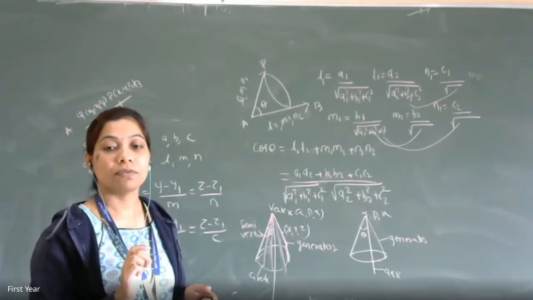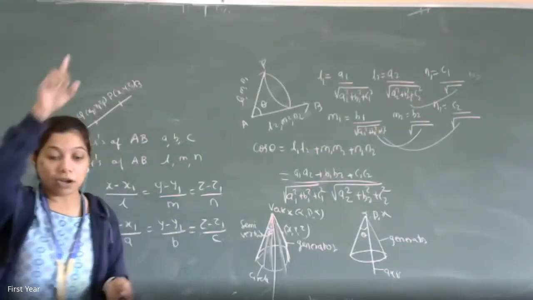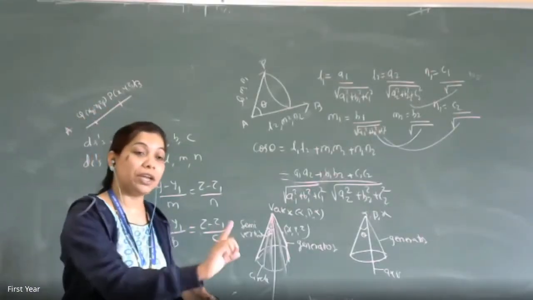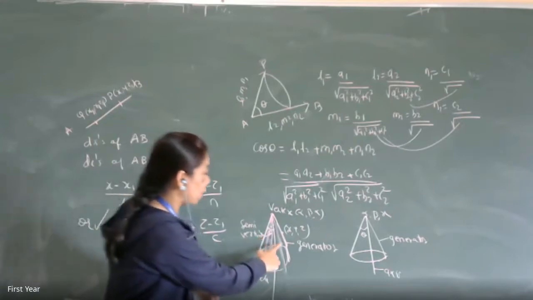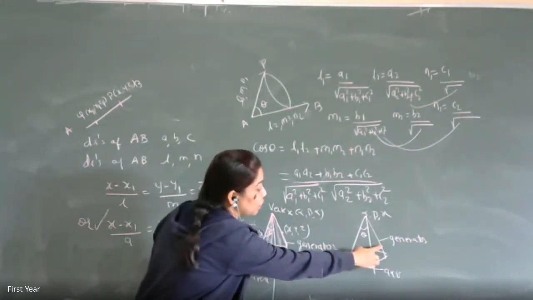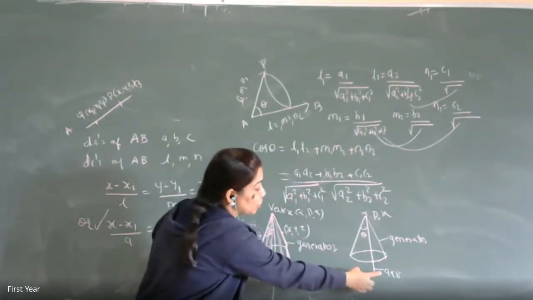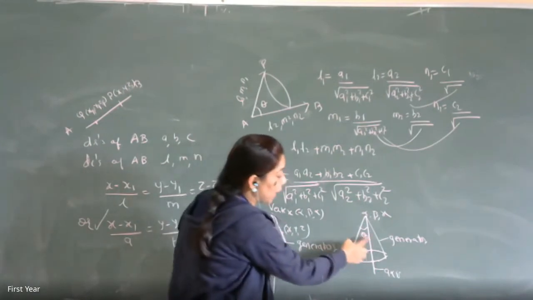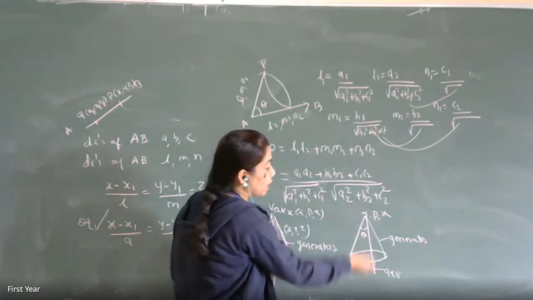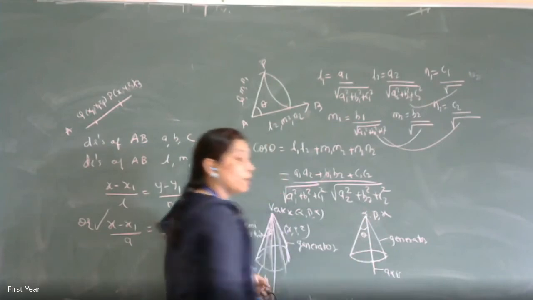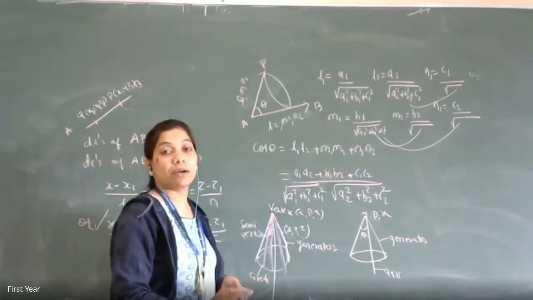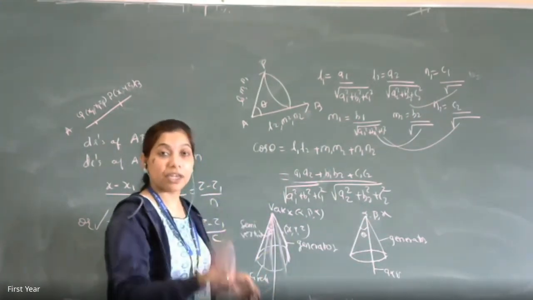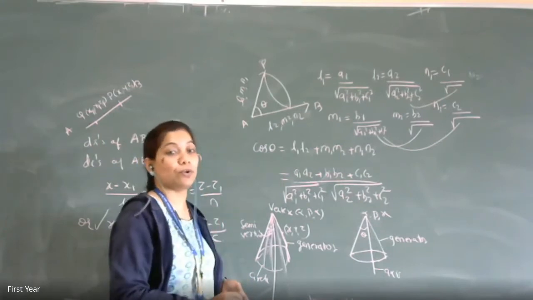About a fixed line, we are rotating another line that is called the generator. The one which is moving is called the generator. The one which is fixed is called the axis. And obviously, the angle between the axis and any of the generators will be constant. That is theta. The surface which is generated is called a right circular cone.